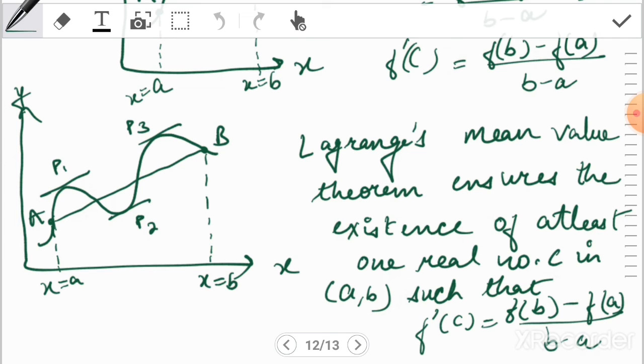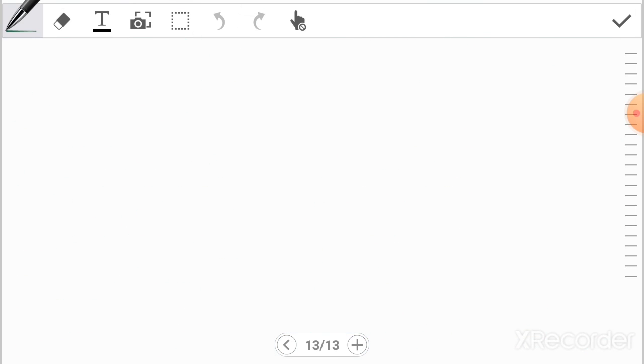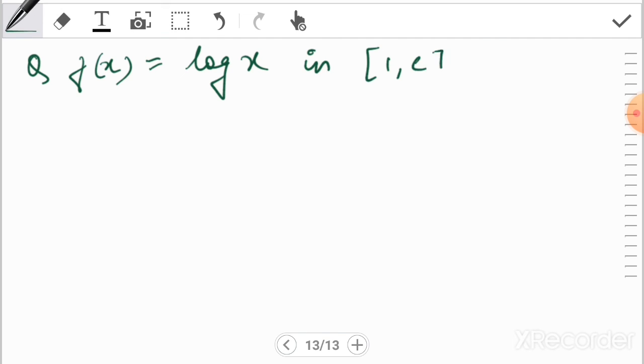And yes, the converse of Lagrange's mean value theorem may not be true. Let us see one example. f(x) is equal to log x in the closed interval [1, e]. Since log x is continuous and defined for all x greater than 0, and it is everywhere differentiable.